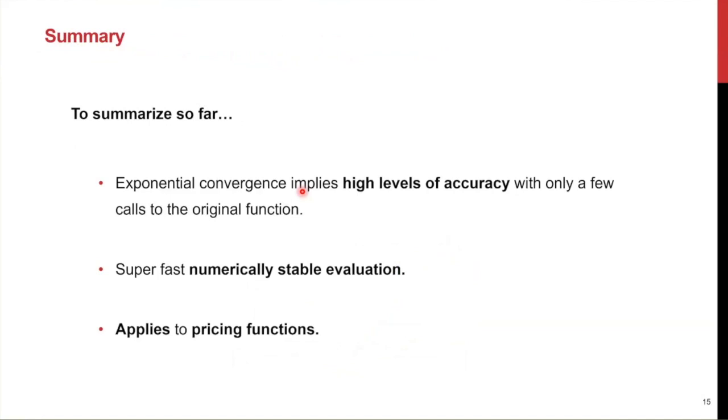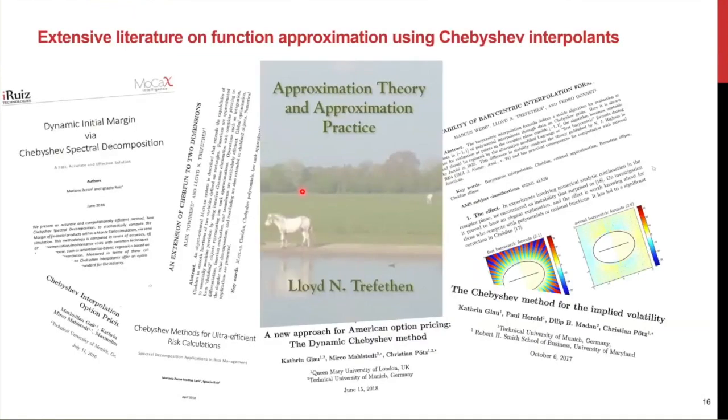Now, just a quick summary of what we've seen, the theory behind Chebyshev tensors. We've got exponential convergence, which means high levels of accuracy with a few calls to the pricing function. Also, the barycentric interpolation formula evaluates that interpolant super fast, and great that it applies to pricing functions, at least most pricing functions.